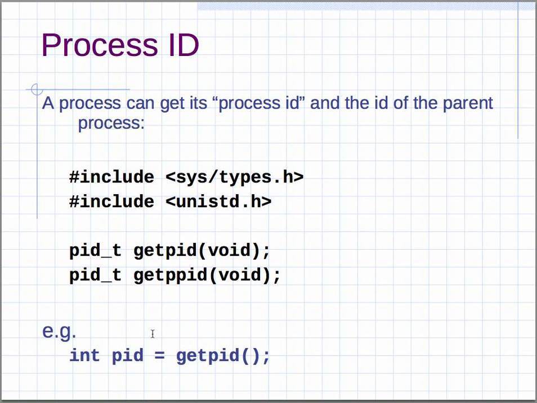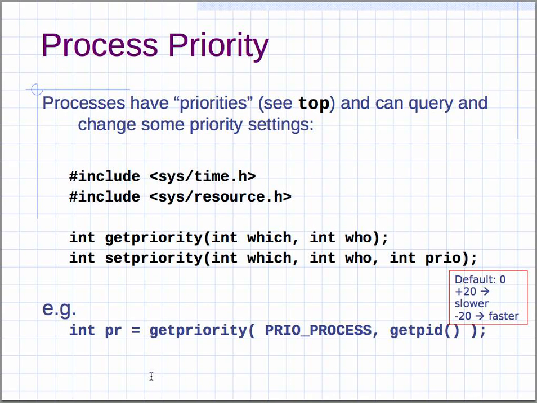Okay, so how do you call it? You say int pid, and instead of using int, you could just say pid_t, or PID type. pid is equal to getpid, and then you can print it, pretend it's just a regular int. There's all kinds of other functions that you can use.